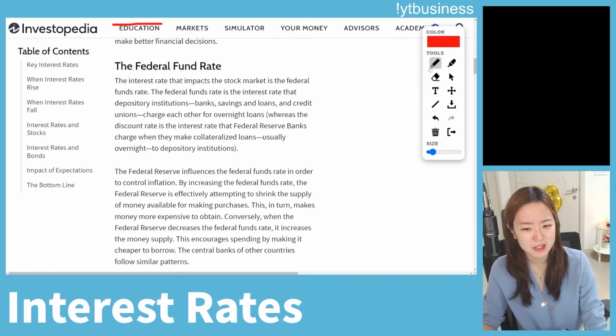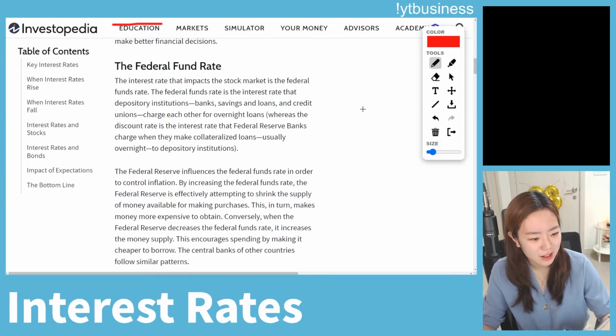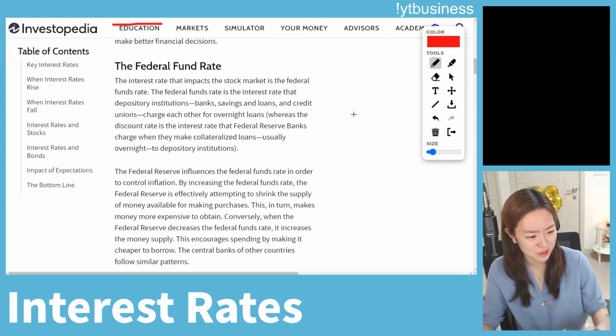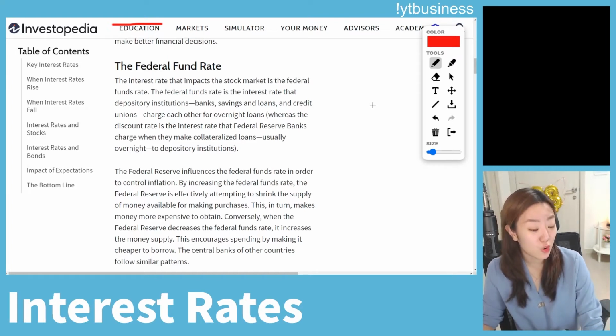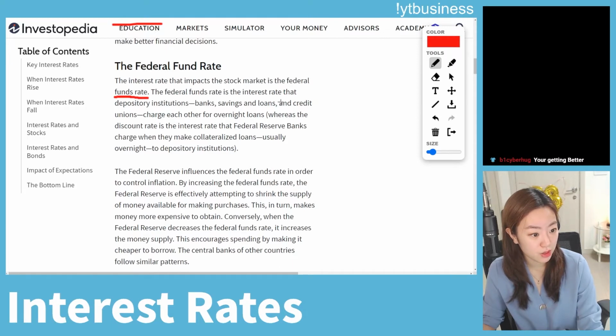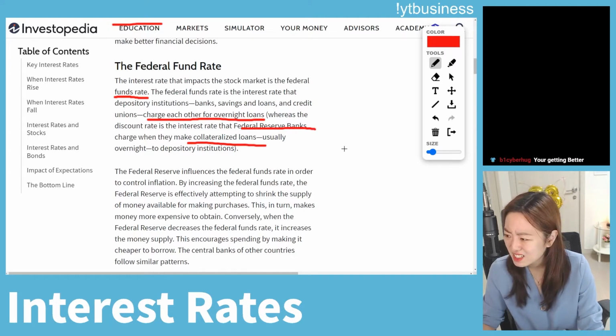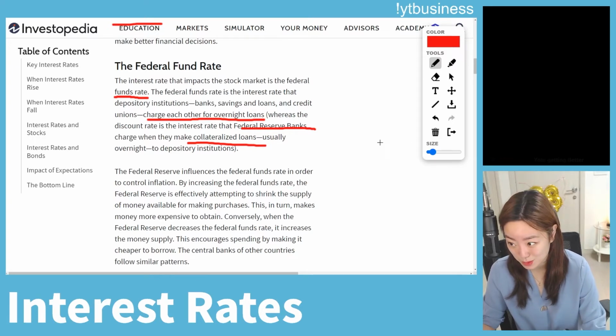loans. What is collateralized? Collateralized loan. That is very hard, lots of L words. Usually overnight to depository institutions. So it seems that the funds rate is when they charge each other for overnight loans versus the Federal Reserve Bank when they make collateralized loans. Right?